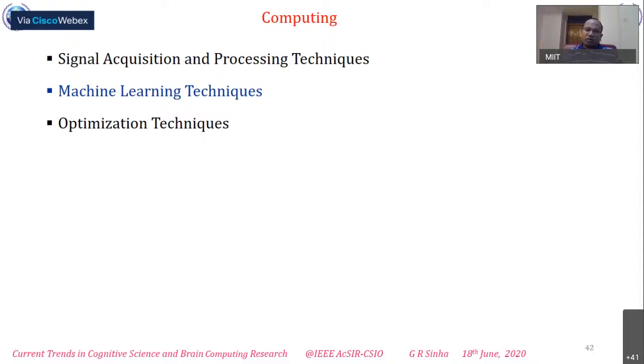So when we discuss cognitive science and the research approach, if we sum up, there is a brain.